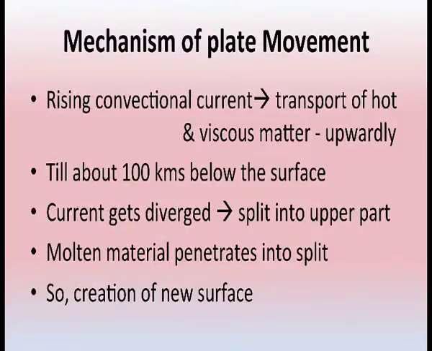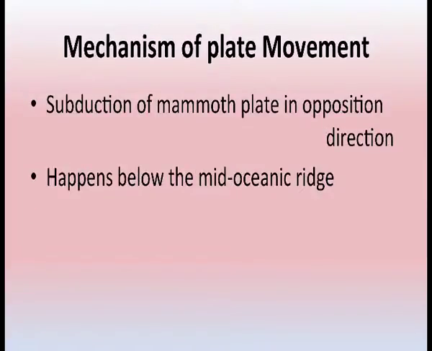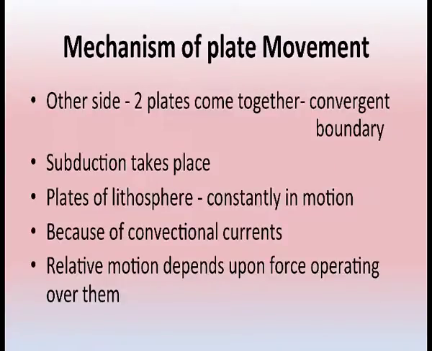Now, a rising convection current transports hot and viscous material upwards until about 100 kilometers below the surface. Then this current rises and gets split into 2, and then it gradually descends. Where there is a splitting, new surface magma comes out and a new surface on the earth is formed. Subduction of plates in the opposite direction takes place where there is submergence. Where there is rising of magma, the plates move apart, and on the other side, when the currents move down, the plates come together and subduction happens.